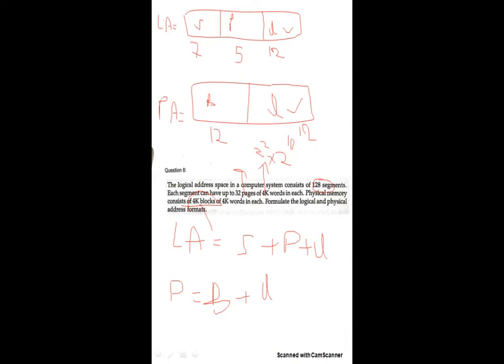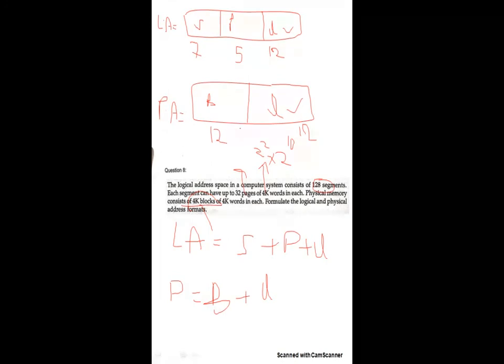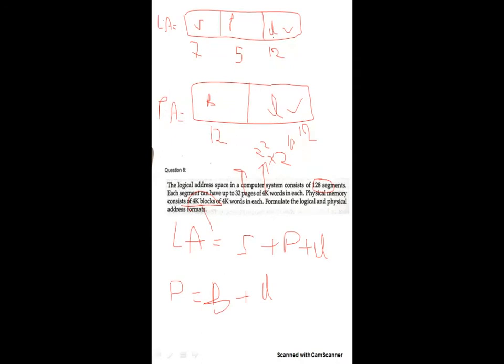Now see, this question is very easy, but the doctor in the examination may give you, for example, a physical address of 12 and 12. In the logical address he will give you only segment and D, he will not give you P. Now you can find it out very easily, because 7 plus x plus 12 is equal to 24. You can find that x is 24 minus these, so you will get 5 as the answer. I hope you have understood this problem.